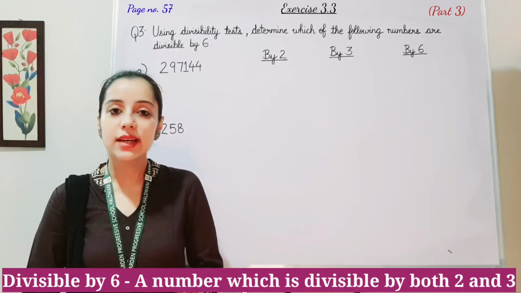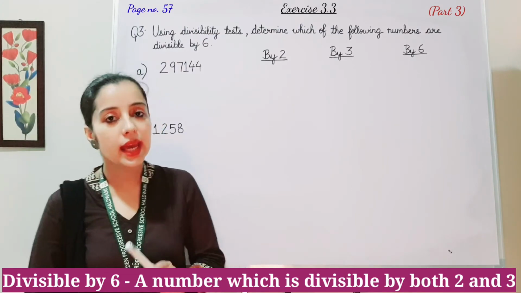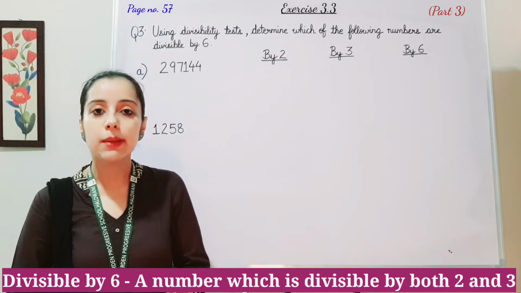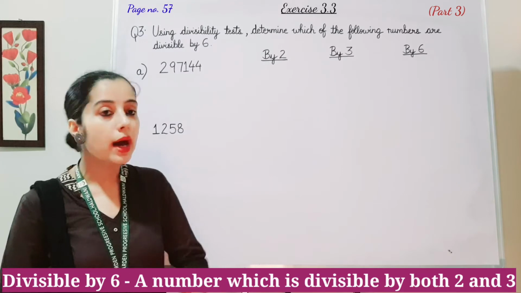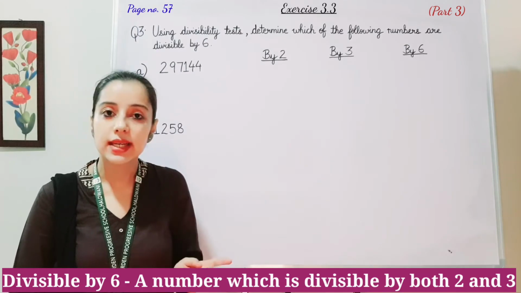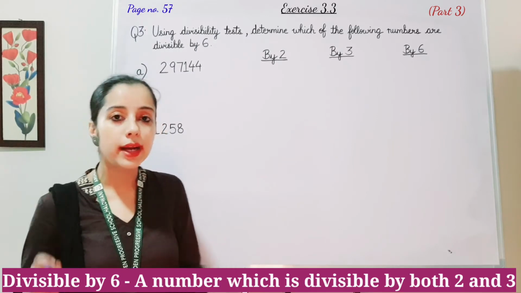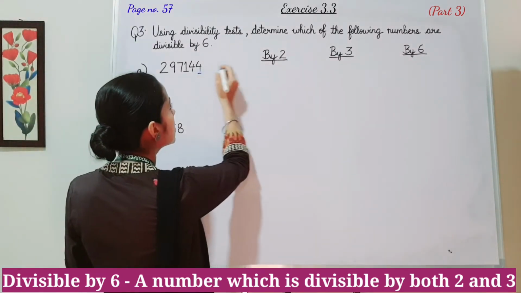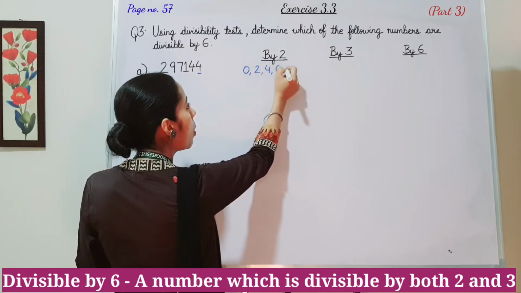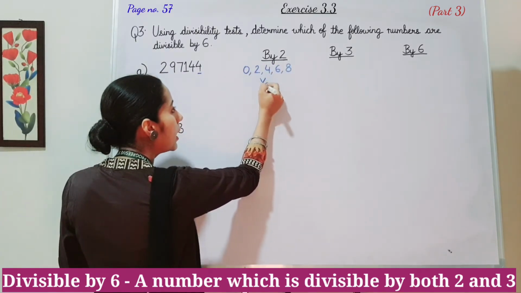Question number 3. Using divisibility tests, determine which of the following numbers are divisible by 6. A part: 297144. So students, for finding out divisibility by 6, if a number is divisible by 2 and 3 both, then the number is also divisible by 6. So first we have to find out divisibility by 2. For divisibility by 2, at the ones place the number should be 0, 2, 4, 6 or 8. So at the ones place we have 4. So yes, it is divisible by 2.